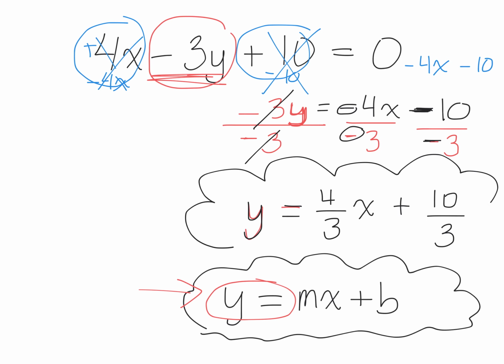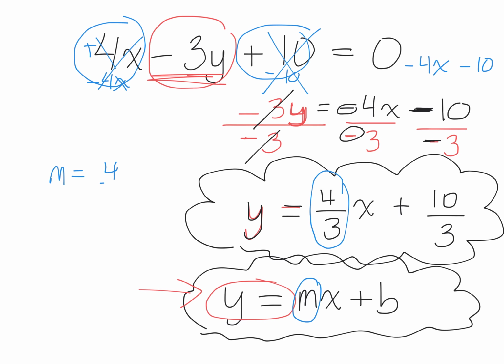Now, is this in slope-intercept form? So which part of that equation now would represent the slope? Yes. 4 over 3. So the slope is equal to 4 over 3. And what's the y-intercept equal to? Joel, what's the y-intercept? 10 over 3.